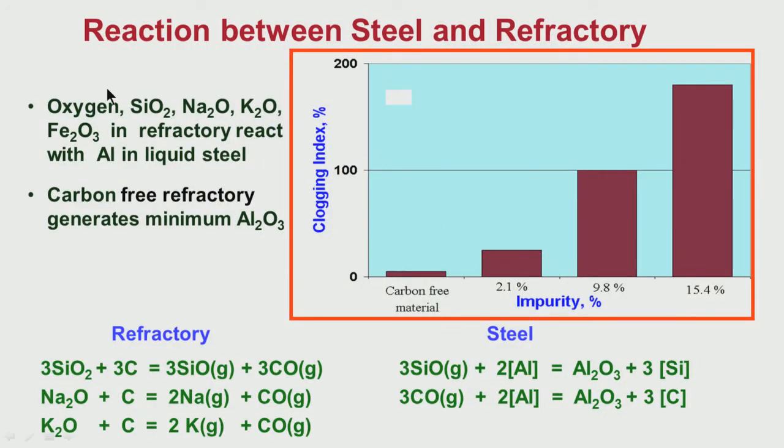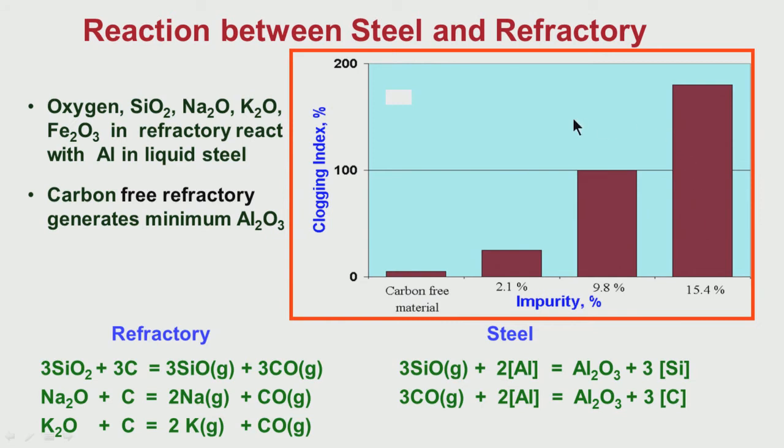Now, suppose it contains some SiO2, some sodium oxide, some potassium oxide, or iron oxide in the refractory, then what happens? I have told you it will react with aluminium in liquid steel. How does it react? We will see that. Now, again, the carbon in the refractory is also very important. Refractory should not have any carbon.